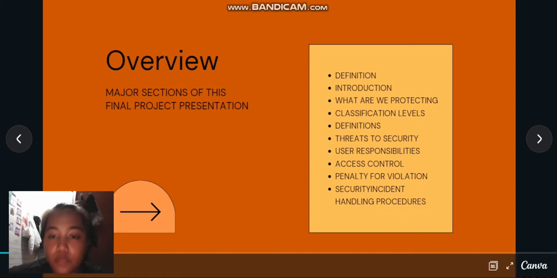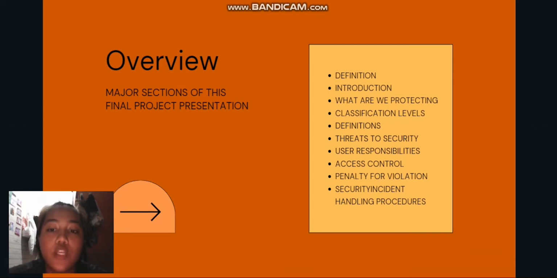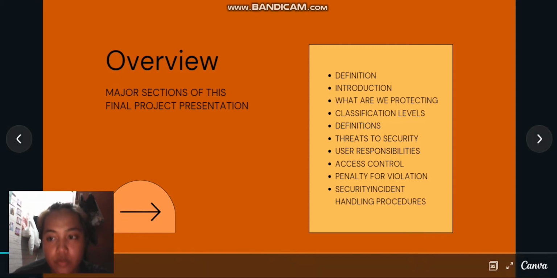The overview of this report would be the definition, introduction, what are we protecting, classification levels, definitions, threats to security, user responsibilities, access control, penalty for violation, and security incident handling procedures.